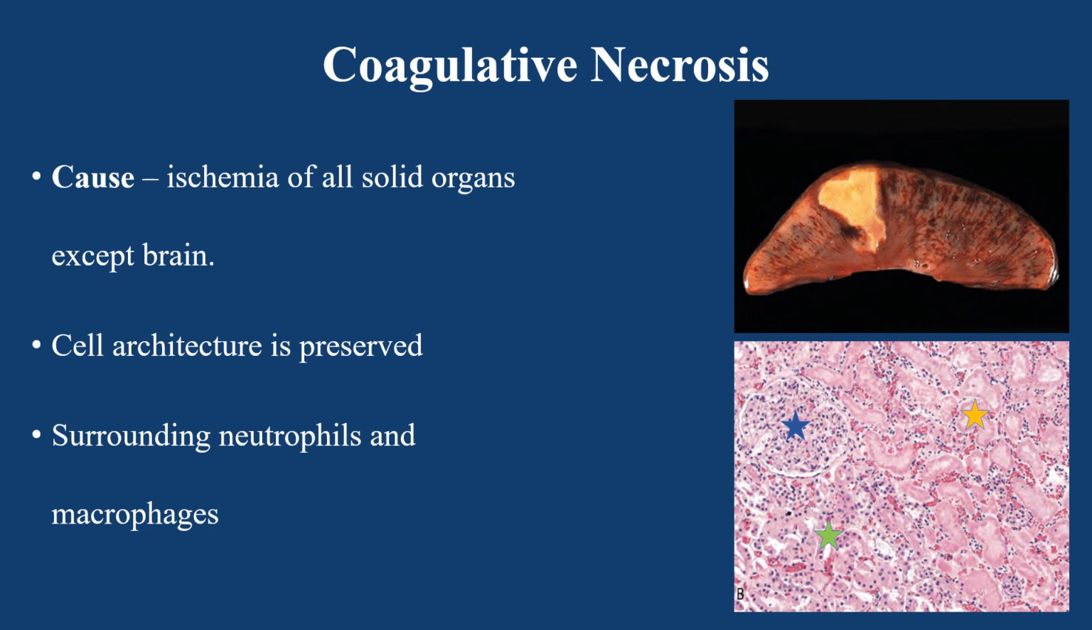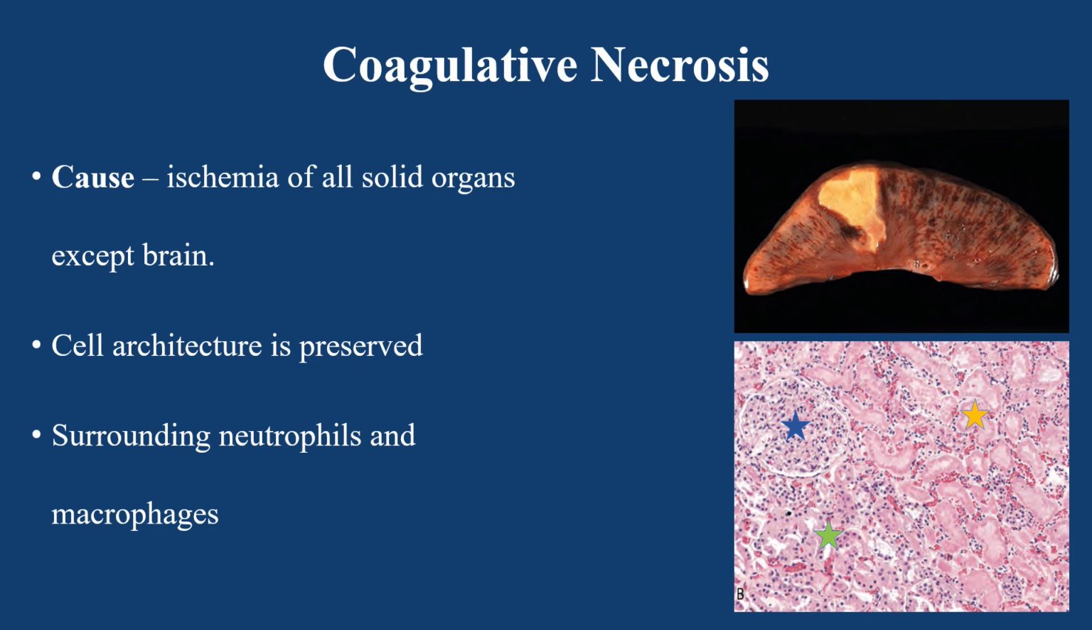This is an image of kidney. On the upper side, we can see a whitish yellowish necrotic area, and in the H&E stained image, we have a blue colored star showing normal glomerulus, and a green colored star showing the tubules of the kidney. So in the glomerulus as well as in the tubules, we can see the cytoplasm that is pink in color, and the nucleus as well, that is blue in color.